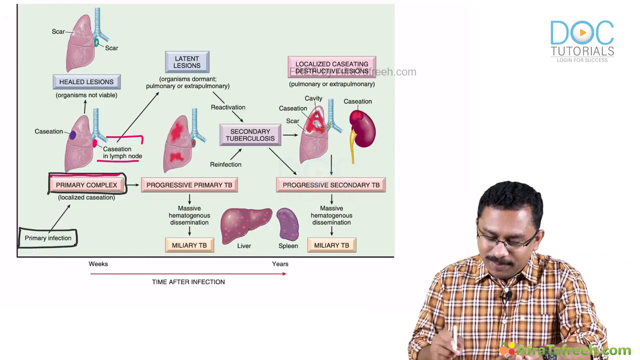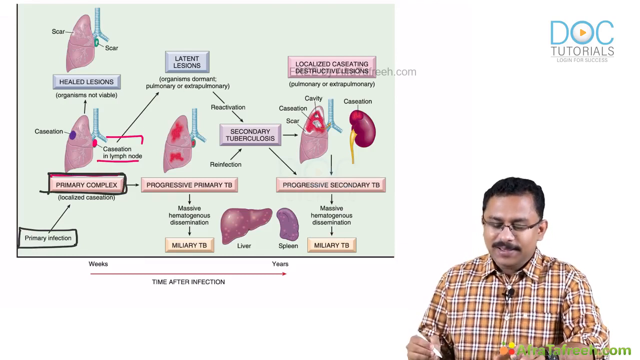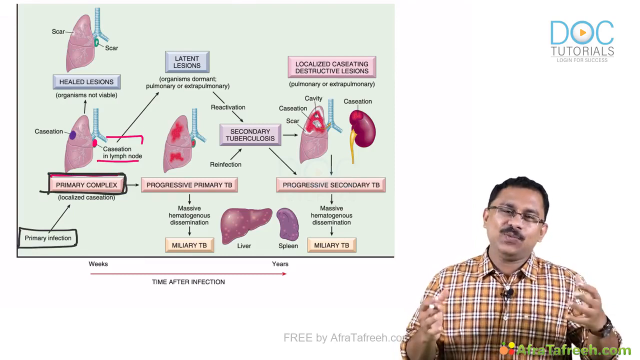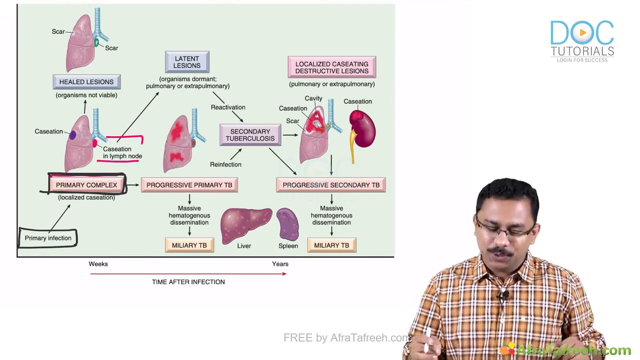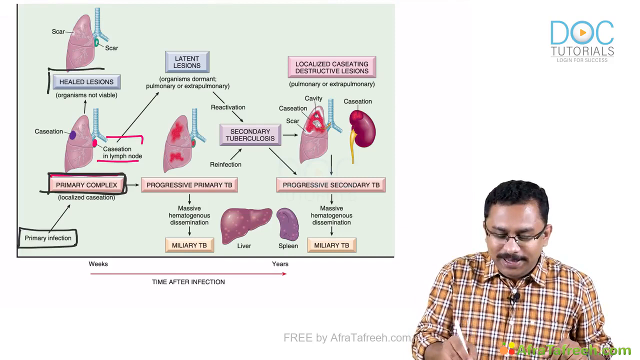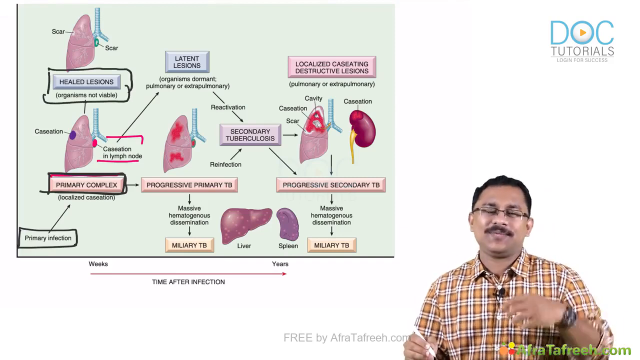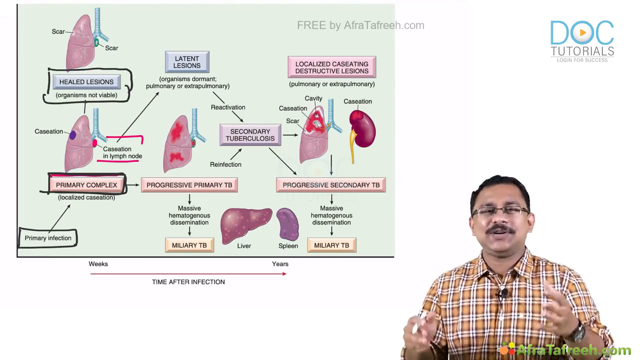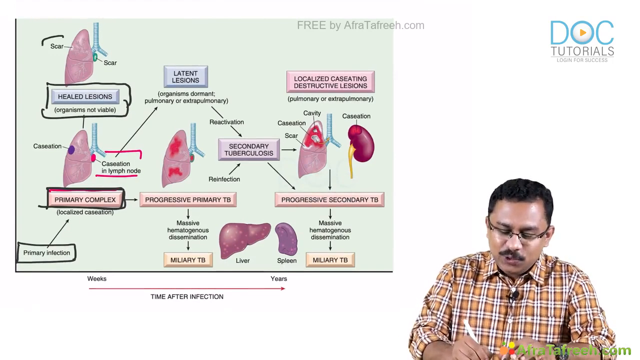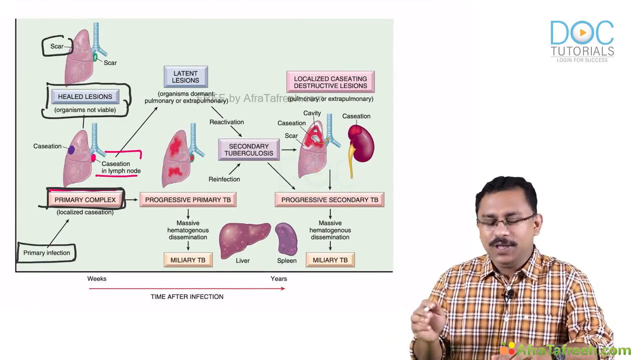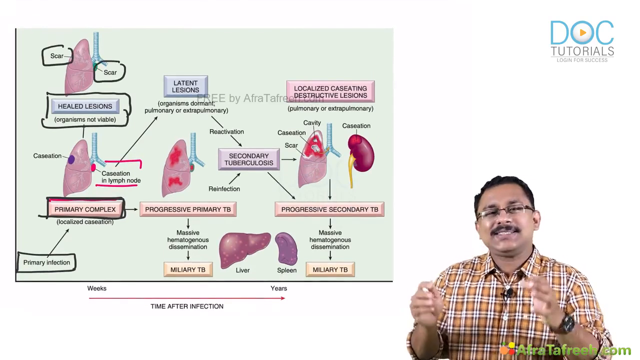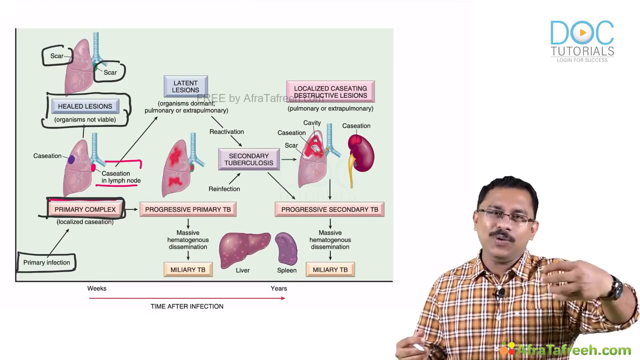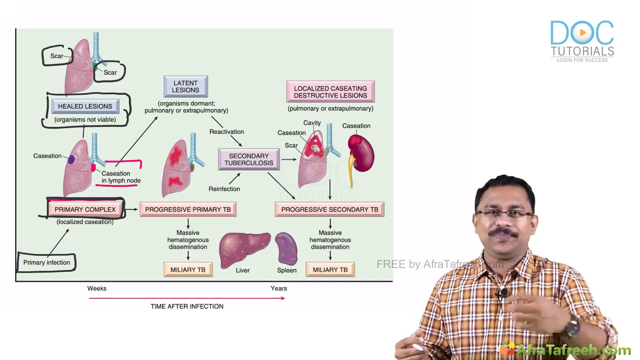You see, this is the primary complex that has been formed. And once the primary complex has been formed, there are different ways in which the infection can proceed. Most commonly, the lesion would heal. You will have the formation of the Ranke complex. So you will have a scar in the region of the Ghon focus, and probably a scarred and calcified lymph node as well. So that is one way if your immune status is good.